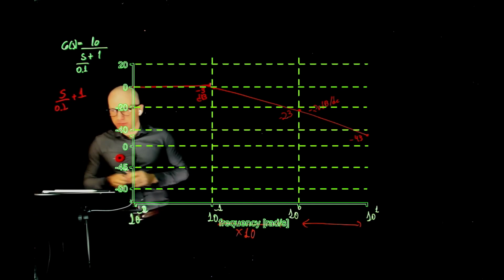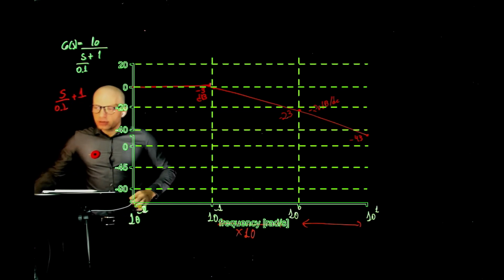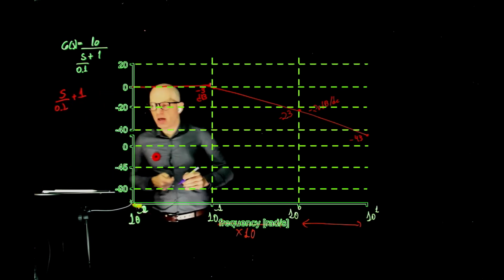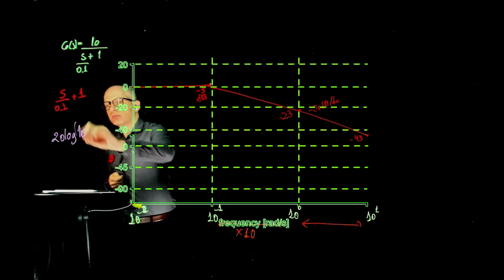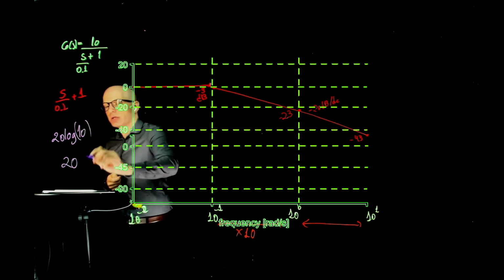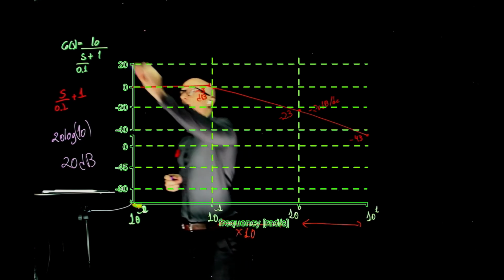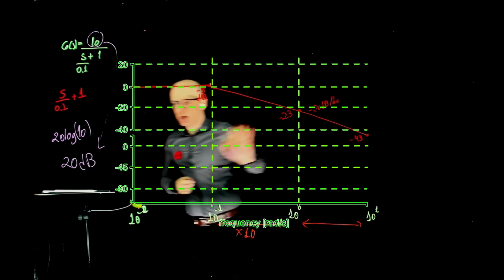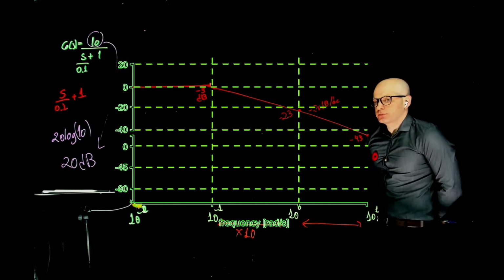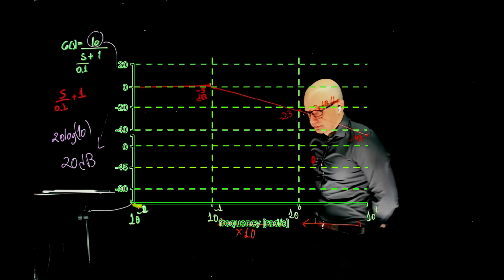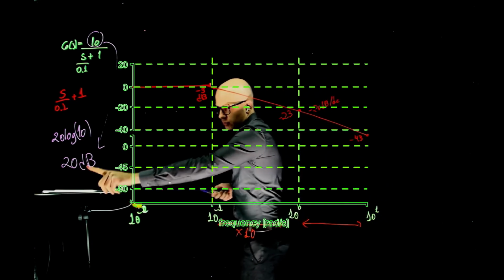What is missing? Well, there is a gain of 10. So you have 20 log of 10. Log of 10 is 1, so this is 20 dB. This 20 dB comes from this 10 on top here. So what happens here? Everything is raised by 20.